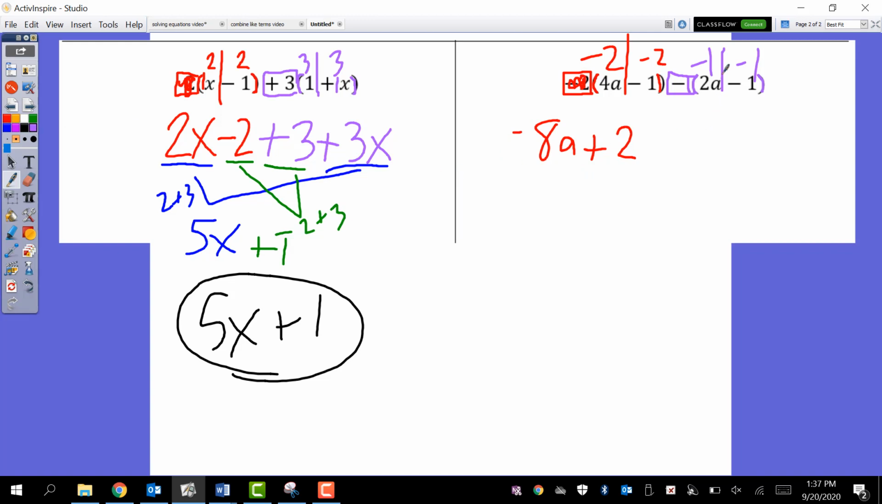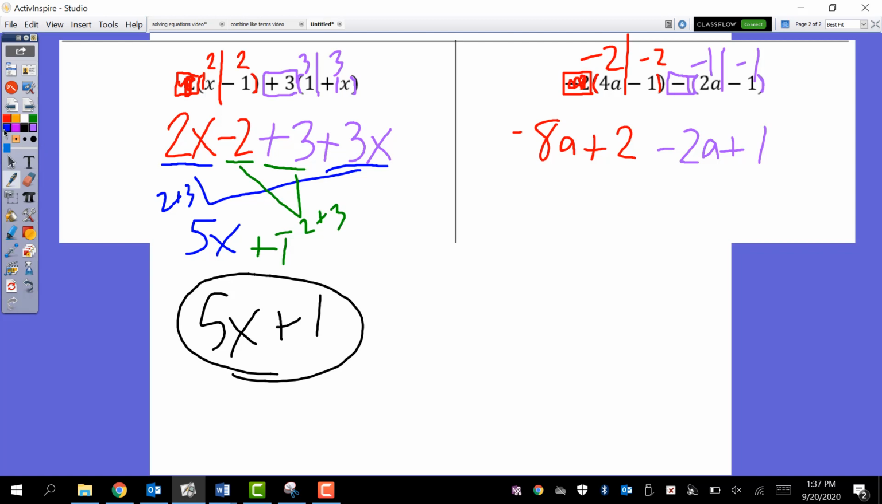Purple parentheses, I'm doing negative 1 times positive 2 is negative 2. No A with the negative 1, and A with the 2 means I'm going to have an A in my answer. And negative 1 times negative 1 is positive 1. You see how I put that plus sign in the middle.